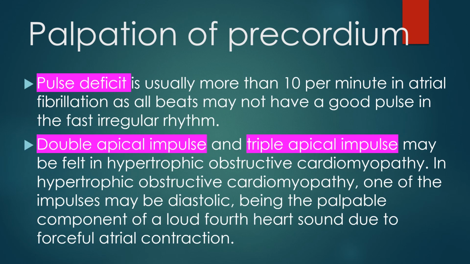Pulse deficit is usually more than 10 per minute in atrial fibrillation, as all beats may not have a good pulse in the fast irregular rhythm. Double apical impulse and triple apical impulse may be felt in hypertrophic obstructive cardiomyopathy. In hypertrophic obstructive cardiomyopathy, one of the impulses may be diastolic, being the palpable component of a loud fourth heart sound due to forceful atrial contraction.